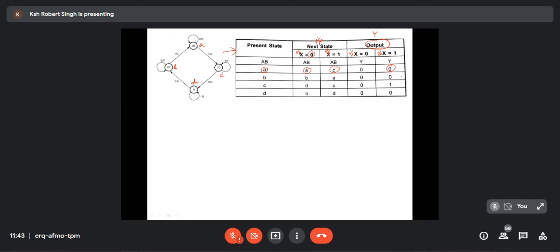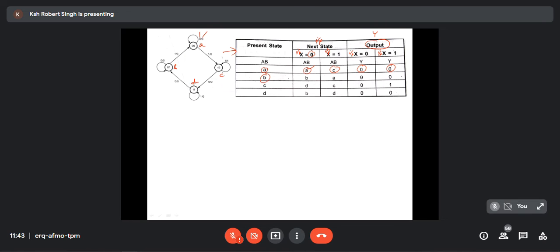It goes from A to A when input is 0. And what about the output? Output is 0. Why? When input is 0, output is also 0. Can you understand what I'm saying? Yes, sir.